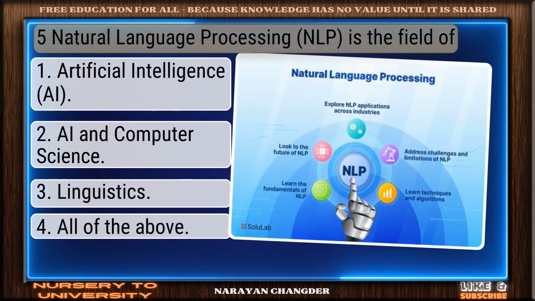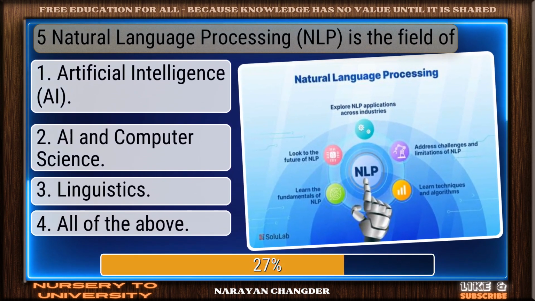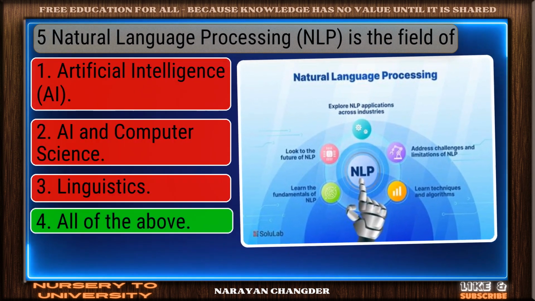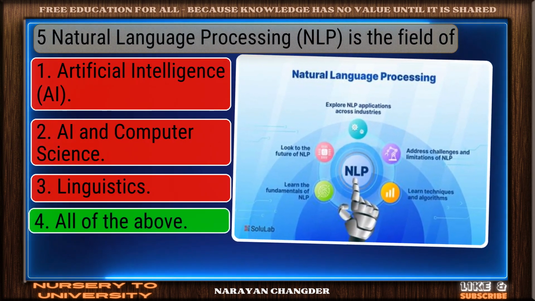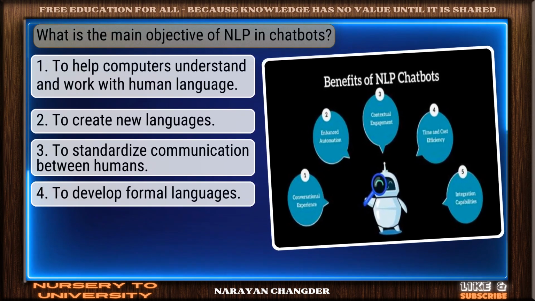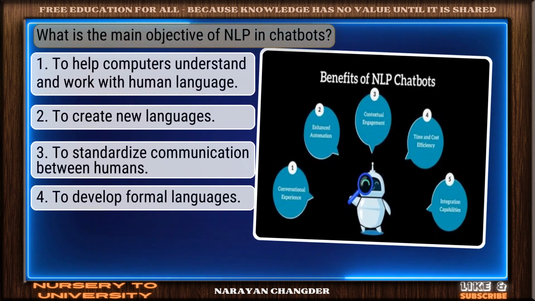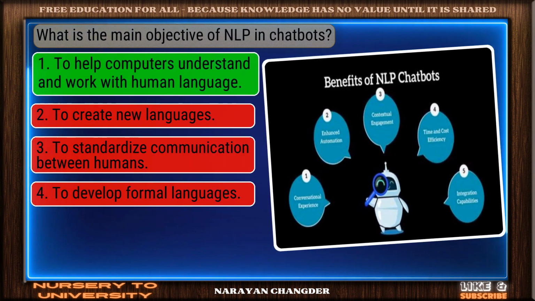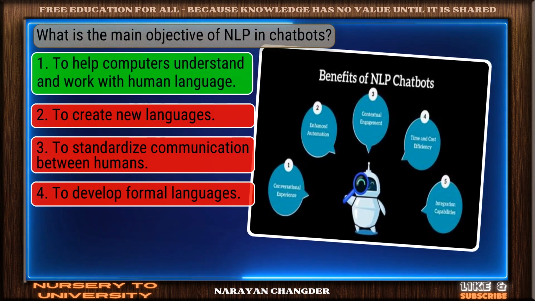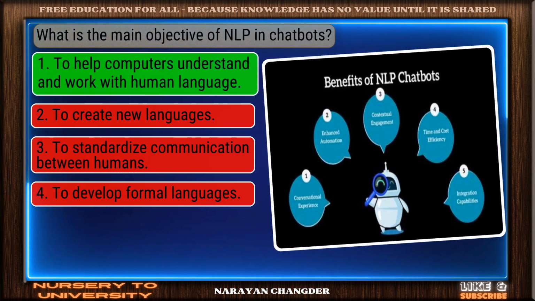Question number 26. Natural language processing is the field of. Good job. Your answer, all of the above, works well here. Question number 27. What is the main objective of NLP in chatbots? Excellent. To help computers understand and work with human language is a brilliant choice.